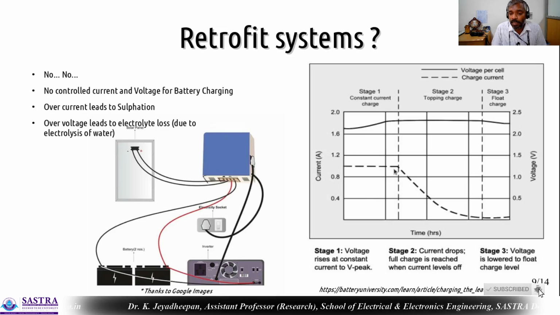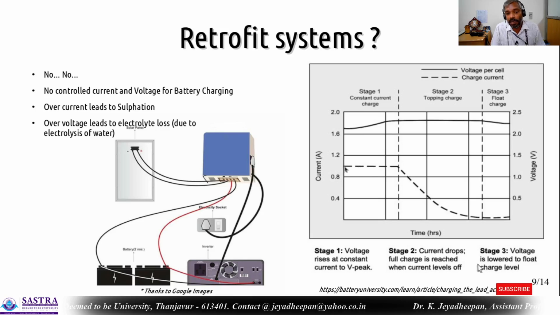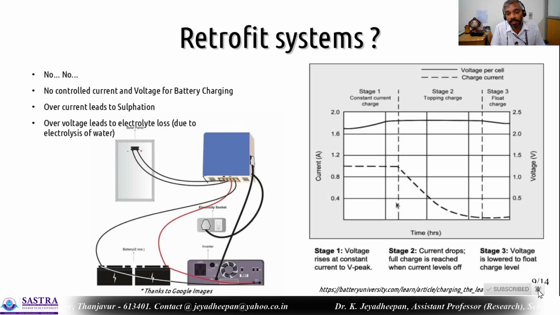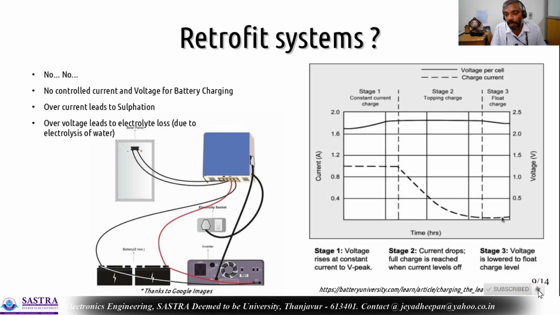So here you just see, to charge the battery at least 6 hours is needed. The first 3 hours, the battery is going to be charged by constant current. Constant current is given for the first 3 hours, right? So at that time the battery voltage is not going to be controlled. After that, the current is going to be decreased, reaching a particular smaller value.